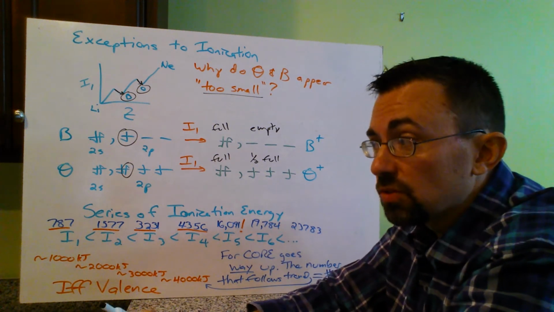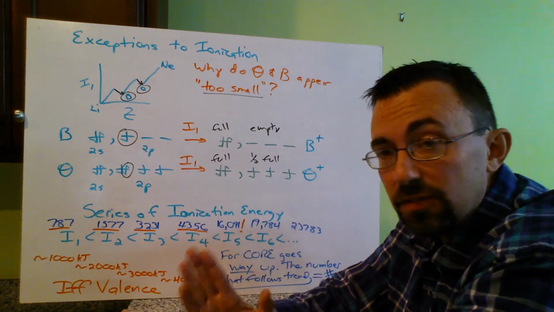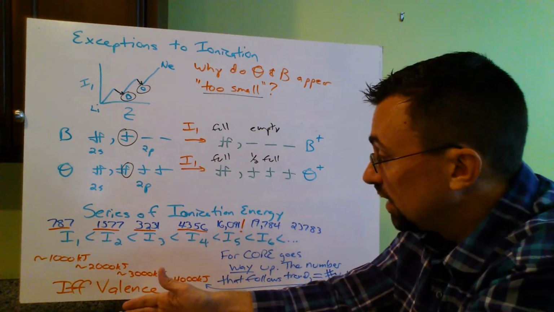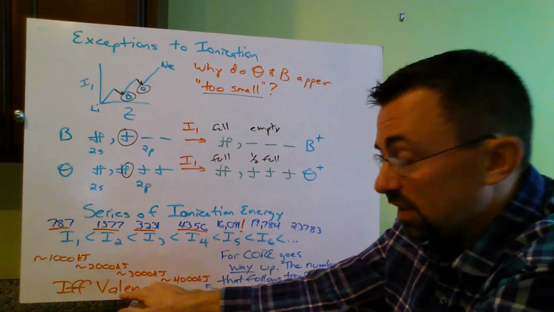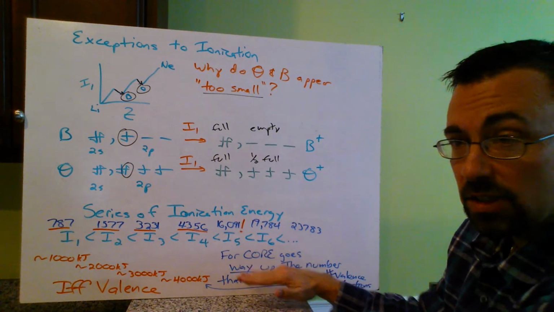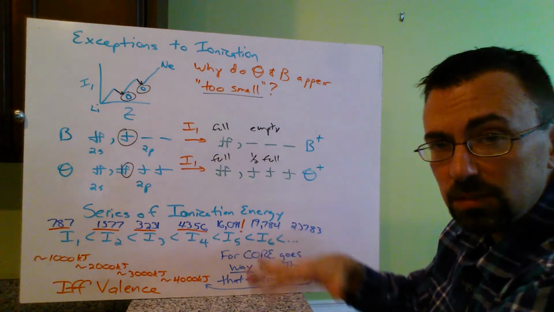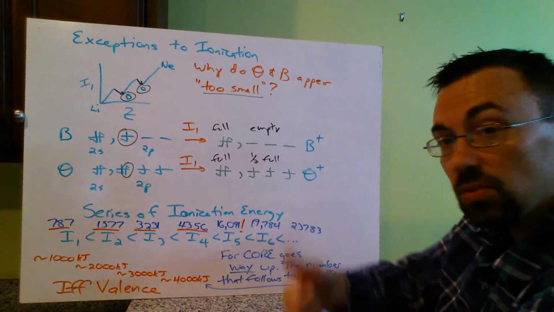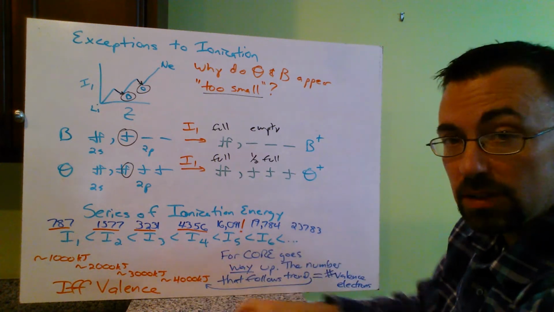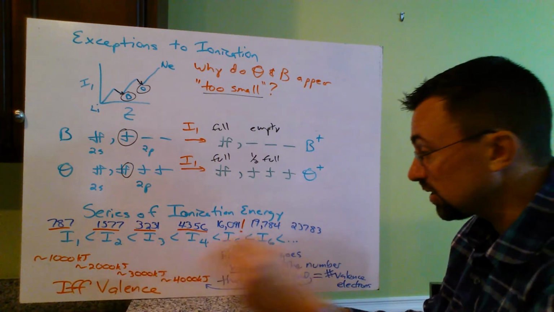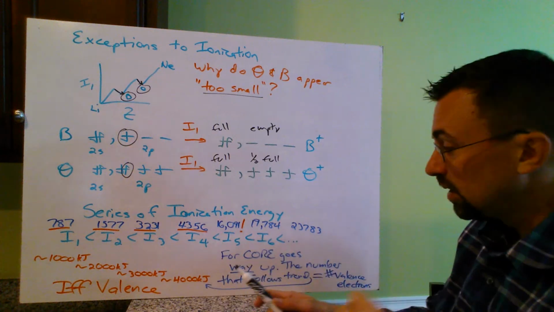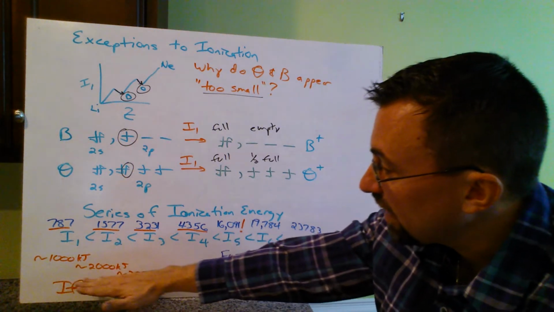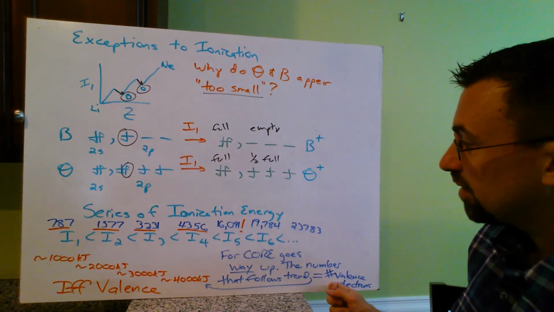If it jumps greatly or deviates greatly from this trend line, you're no longer talking about a valence electron, you're looking at a core electron. You're going to see the number go way up. If the number is too small, it's okay. But if that number is way bigger than 4,000 for the fourth, you're talking about removing core electrons. So how is this useful? Well, the amount that follows this general trend equals the number of valence electrons.